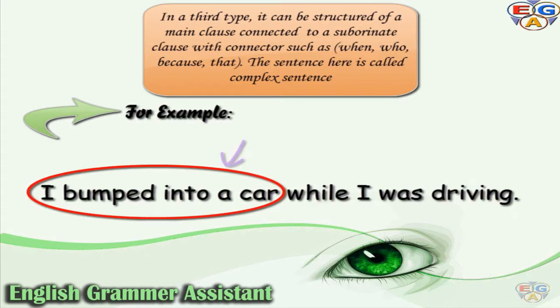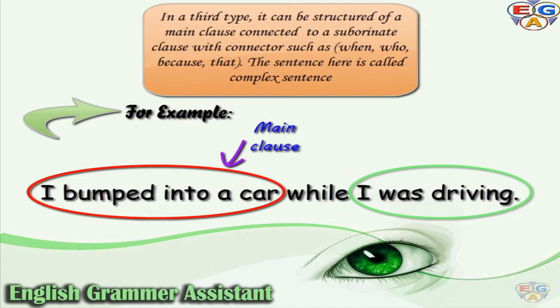For example, I bumped into a car while I was driving. In this sentence we have a subordinate clause, also called dependent clause, connected to a main clause, also called independent clause, with the connector while. The subordinate clause is I was driving. The main clause is I bumped into a car.